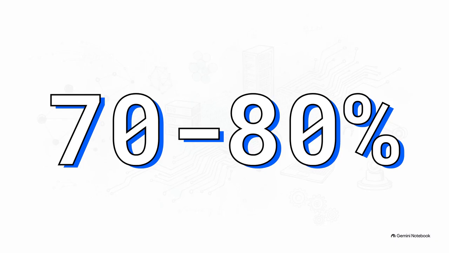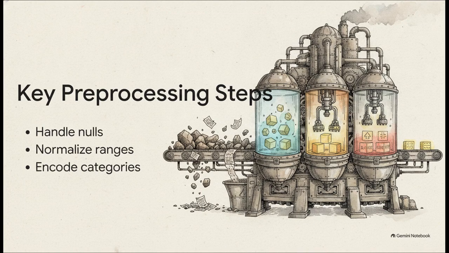Honestly, you're going to spend way more time being a data janitor than you will actually tuning cool algorithms. But I promise you, getting this part right is exactly what separates a successful production model from an absolute train wreck. So to avoid that classic garbage in, garbage out nightmare, you have to nail a few key pre-processing steps.